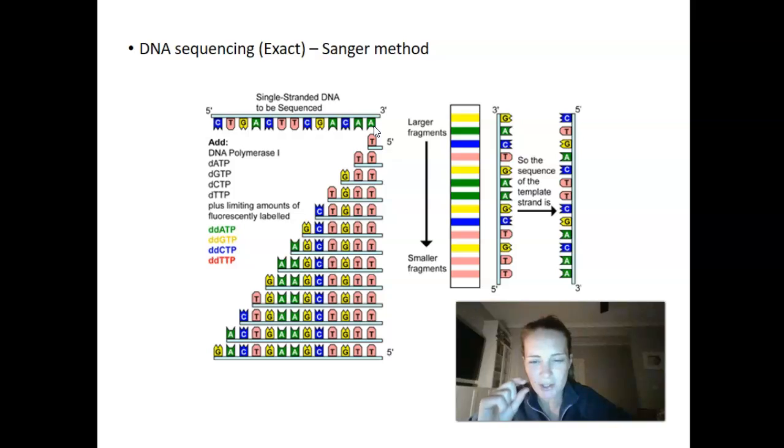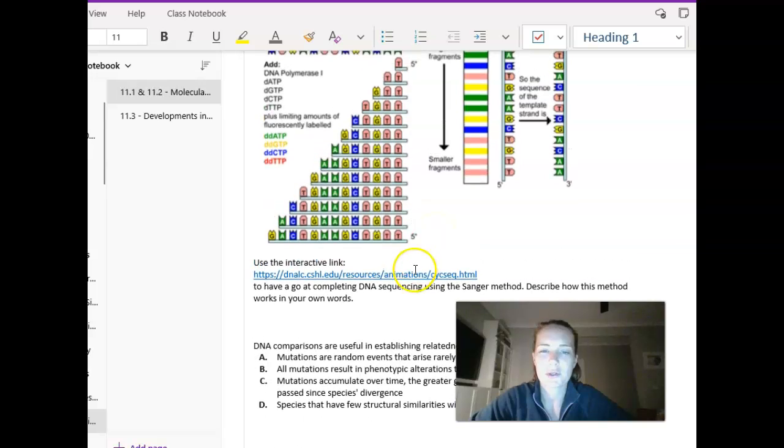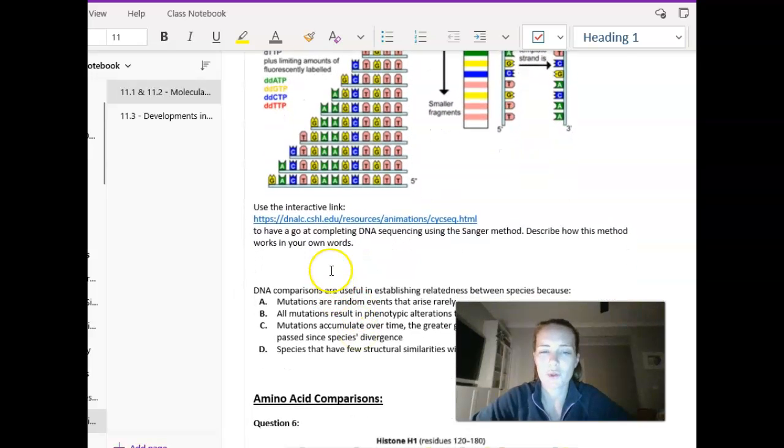So we can end up getting our final strand that was to be sequenced, because remember, we can't see the DNA and they don't actually have little C's and T's and G's. We need a method that we can actually visualize it, and the Sanger method is one of them. In your OneNote, you've got a link to an interactive that will help you maybe understand how the Sanger method works, and you can give your own little short description there.